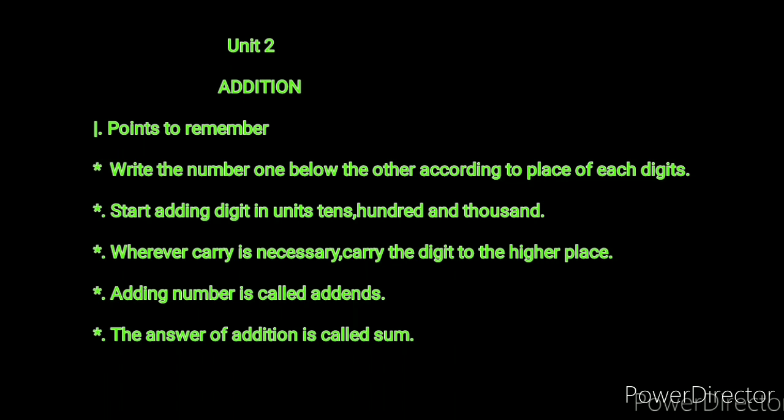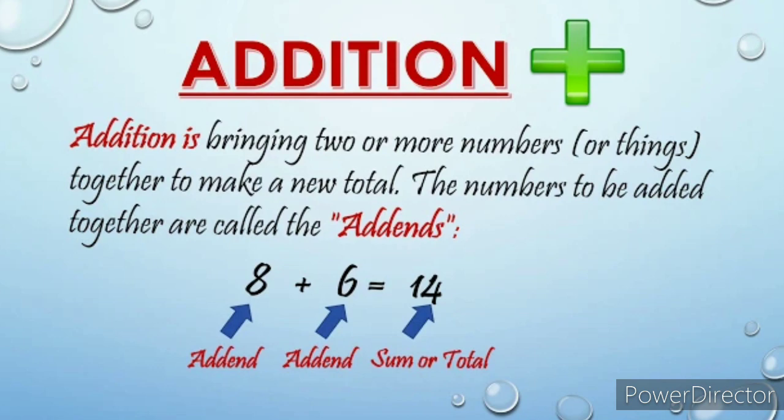Dear students, concept of addition. Addition is bringing 2 or more numbers or things together to make a new total. Addition means what? Bringing 2 or more numbers or things together to make a new total. The numbers to be added together are called the addends. Whatever numbers we are going to add, we call those numbers addends. See here, 8 plus 6, there are 2 numbers. Here 8 is an addend and 6 is also an addend. And 8 plus 6 is equal to how much? 14. 14 is the sum or total. Okay.